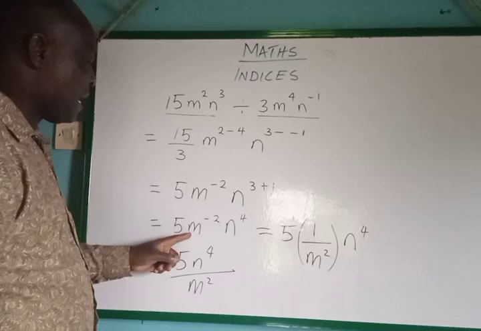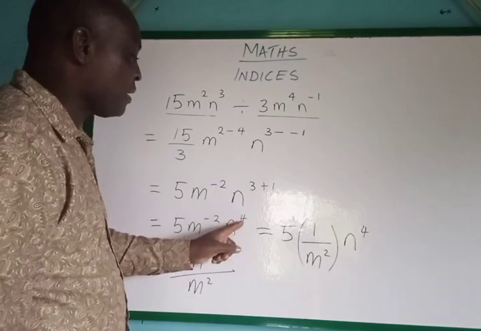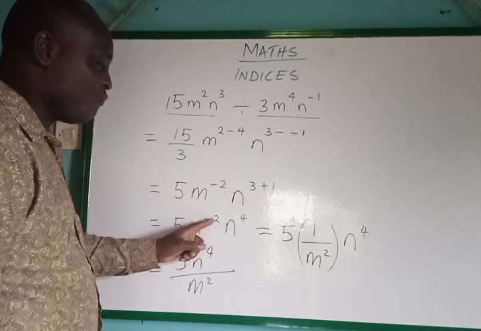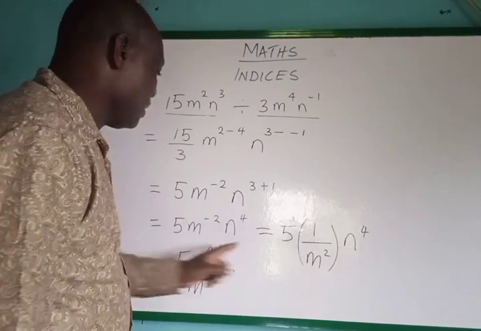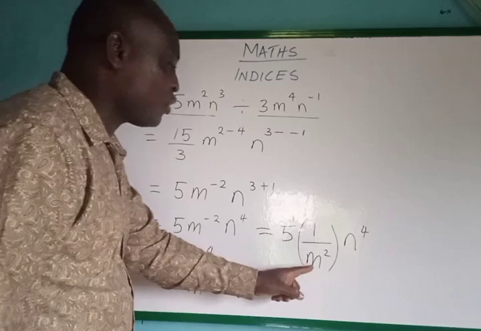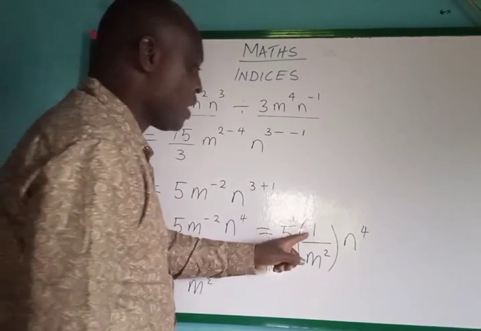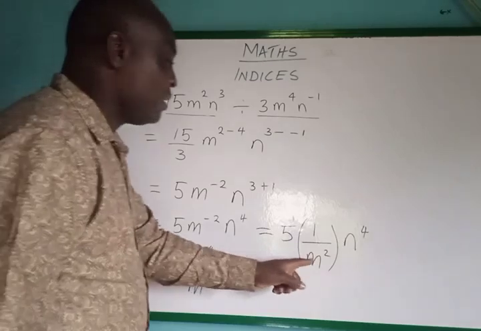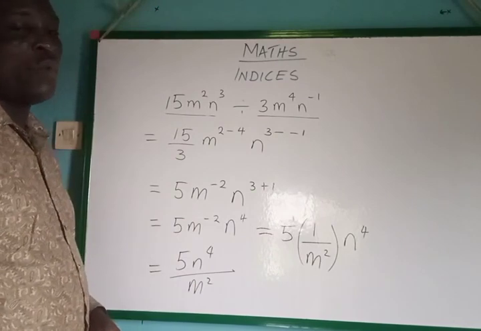Then 5 m raised to the power minus 2, n raised to the power 3 plus 1, 4. Because m is raised to a negative power, it becomes the reciprocal of it. That is 1 all over m squared. That is what we have here. 5 times 1 all over m raised to the power 2 times n raised to the power 4. 5 times 1, 5 times n raised to the power 4. We have 5n raised to the power 4 all over m squared, m squared being the denominator of that whole expression. That is how we ended that.